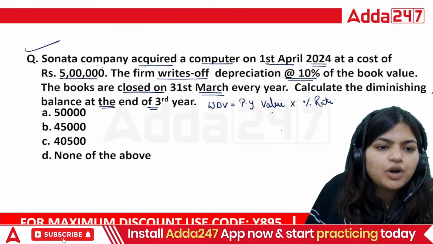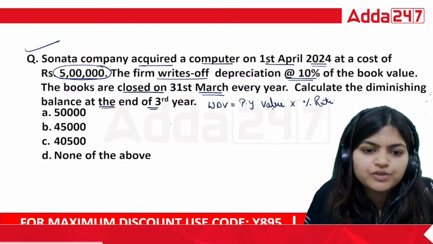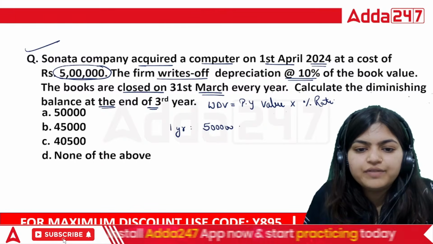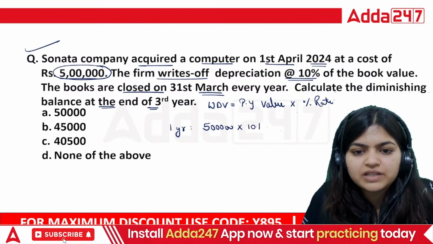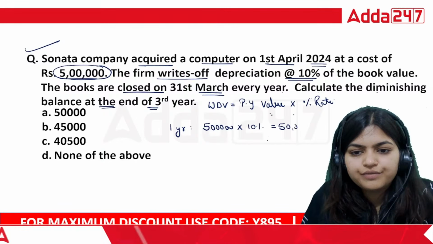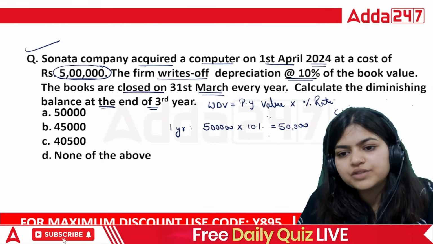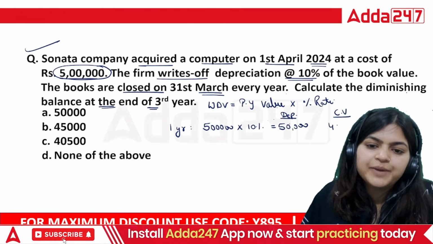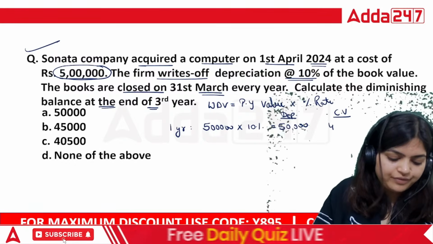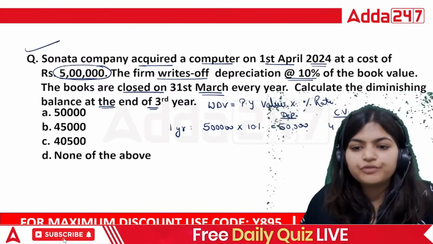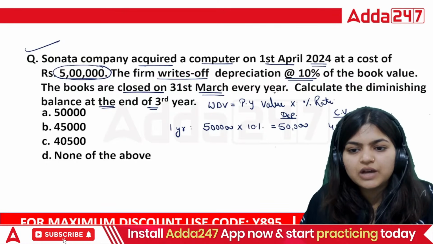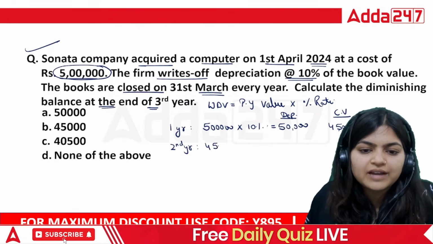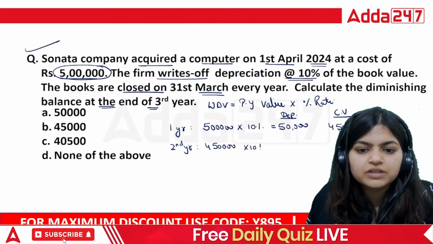Okay, so you purchased on 1st April. So let's say this is your first year. The purchased amount is 5 lakhs into depreciation of 10%, that is 50,000. This is your depreciation amount. So for the first year, you're going to say 5 lakhs minus 50,000, 4 lakh 50,000 is your closing value. Now, second year, closing value 4 lakh 50,000 into 10%.